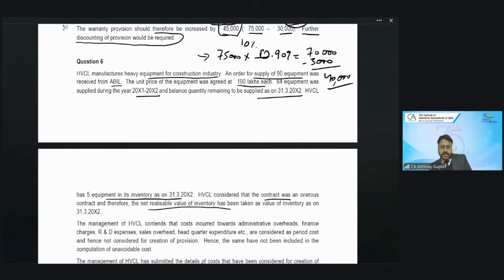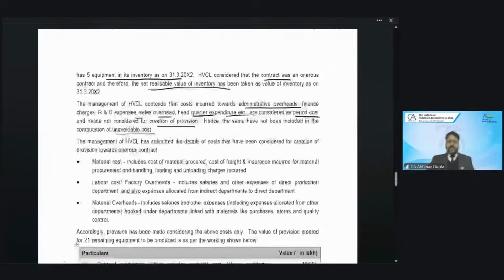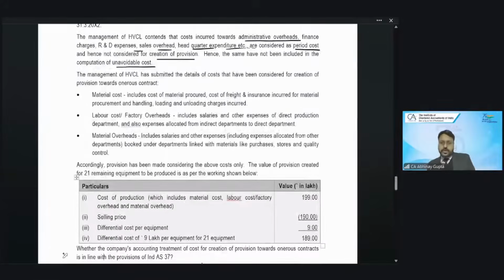The management of HVCL contends that cost incurred towards administrative overheads, finance charges, R&D expense, sales overhead, headquarter expenditure, etc. are considered as a period cost and hence not considered for the purpose of creation of the provision. Hence, the same need not be included in the computation of unavoidable cost. The management of HVCL has submitted the details of the costs that have been considered for the creation of the provision towards onerous contract.